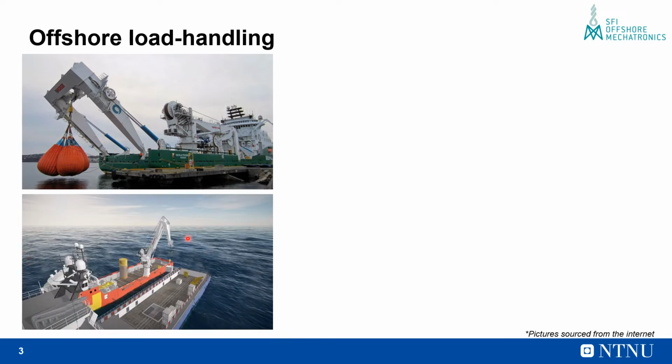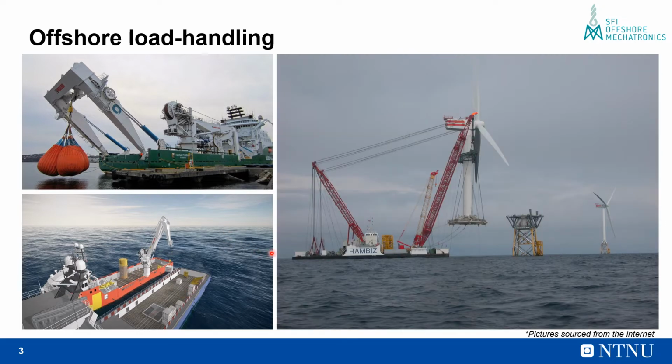In the photo that appeared below, we see a knuckle boom crane handling a payload in a ship-to-ship transfer operation. And in the figure that appeared to the right, we see a fully assembled wind turbine being installed on its jacket foundation by using a crane barge.